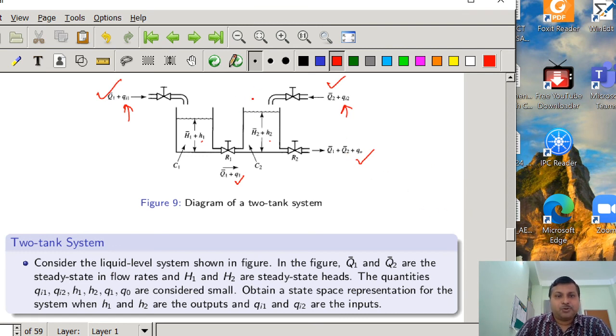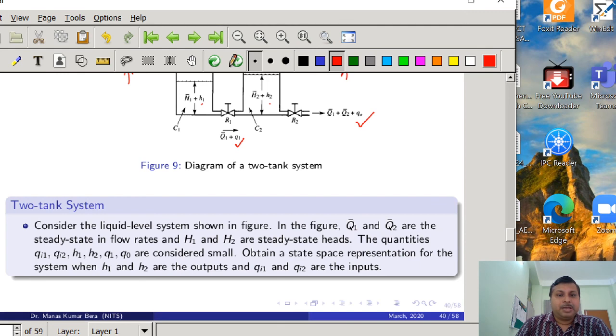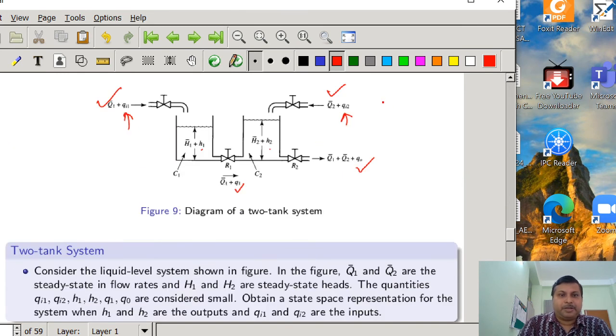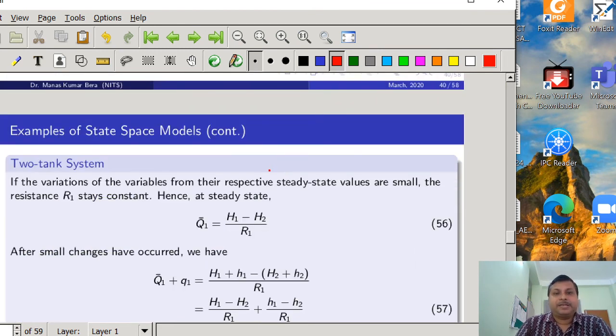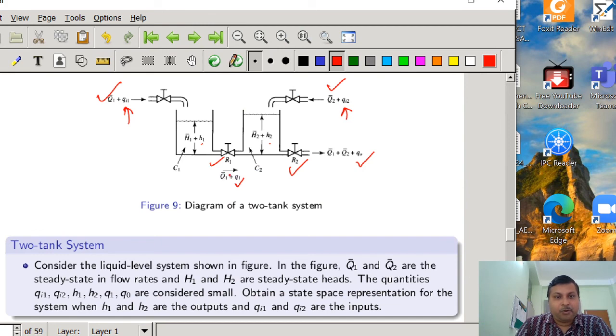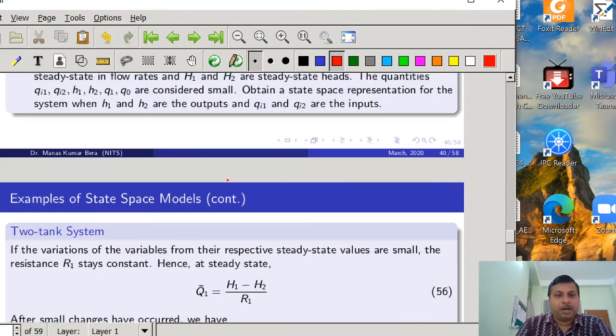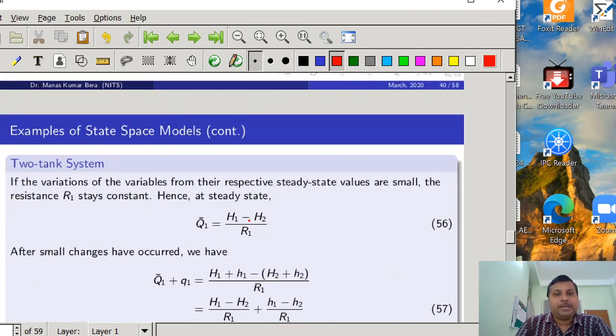Before that, we have to relate some of the variables in this two tank system. That is, how are the resistances R1 and R2 related with the variables H1, H2 and the inflow rates? To do that, we will consider that the variation of the variables from their respective steady state values is small. The resistance R1 stays constant. Hence, in steady state, we can write that the flow Q1 bar through the resistance or valve R1 is equal to H1 bar minus H2 bar by R1.